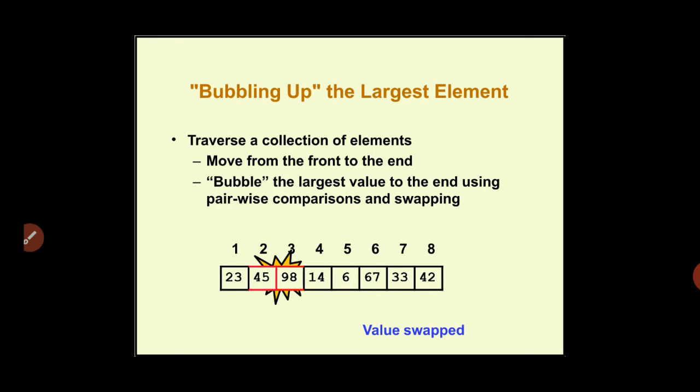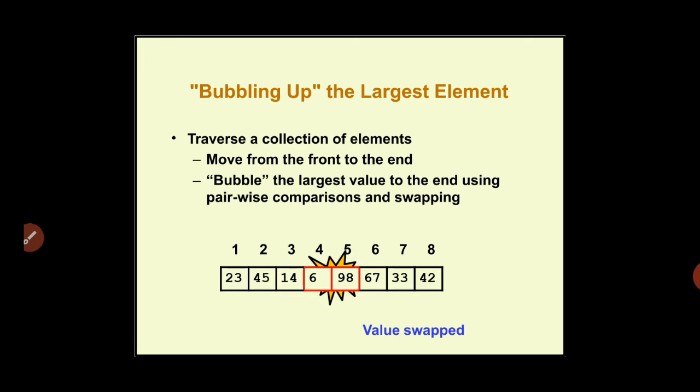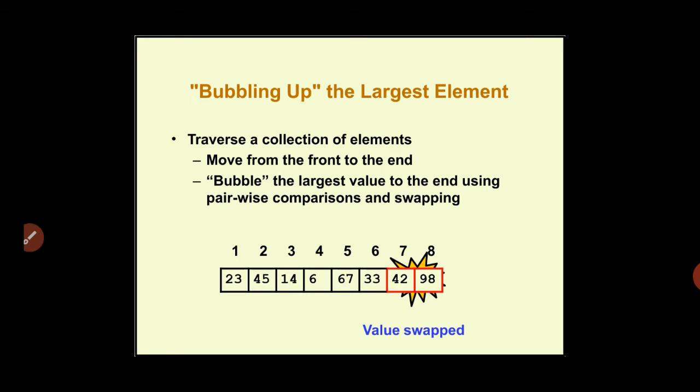14 is less than 98, so 98 moves to the next position and 14 takes its place. Next, 98 and 6 are compared, and 6 is less than 98, so they swap. The same happens when comparing 98 with 67, and 67 is less than 98, so we swap their positions. Then 98 and 33 are compared, and 98 is greater, so they exchange positions. Then 98 is compared with 42, and 42 is less than 98, so 98 moves to its position at the end.